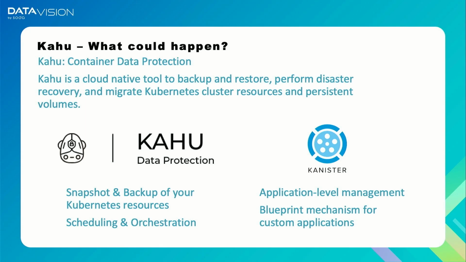If you could drive Kahoo to create an application level, a system-wide application consistent backup, that becomes a little bit more useful to our communities as well to be able to protect that. So just simply put, Kahoo gives us that snapshot and backup of your Kubernetes resources. It gives us the scheduling and orchestration. From a Kanister perspective, it gives us that application level management as well as that blueprint mechanism, which can be extremely customized.